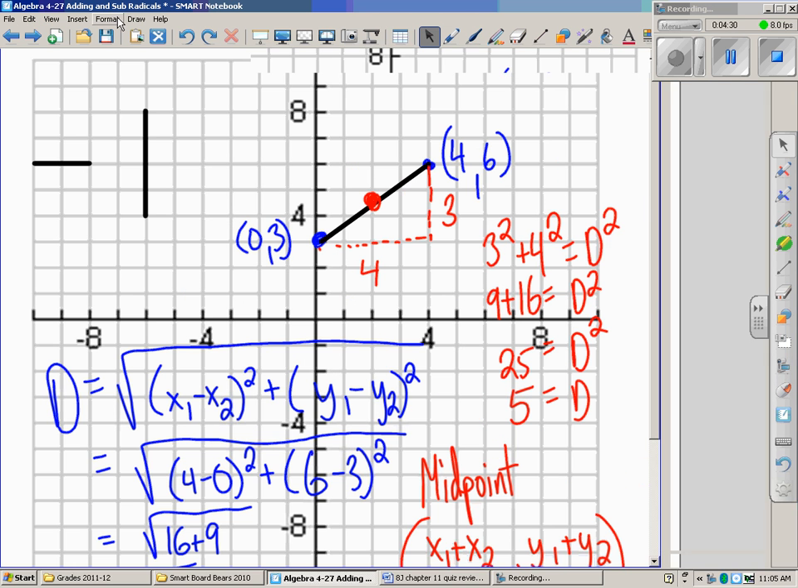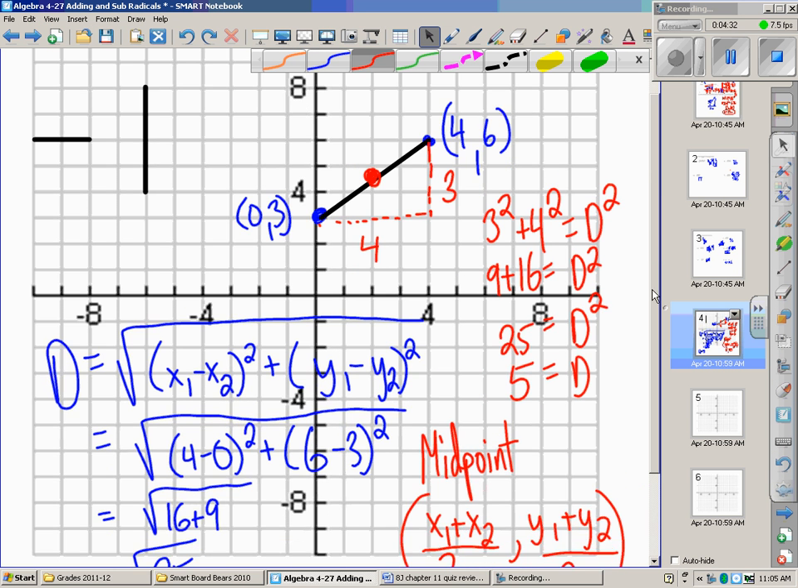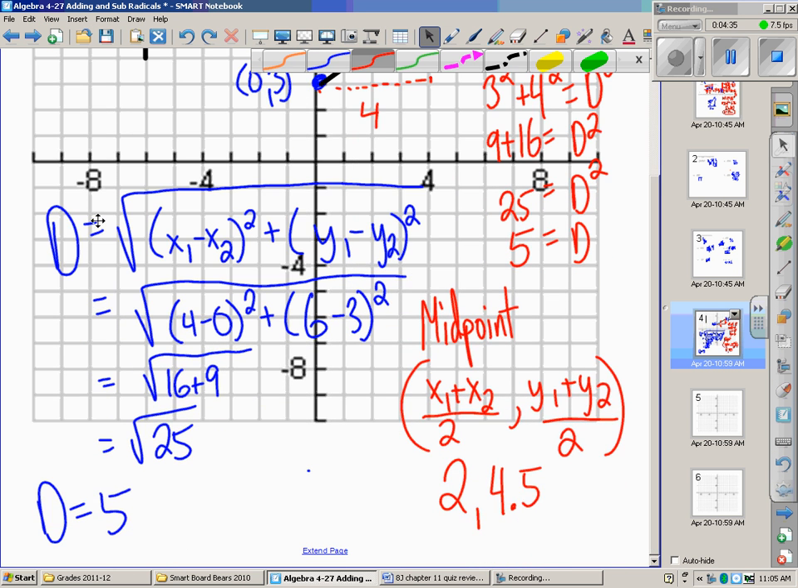Okay. So those are the 2 formulas that I wanted to show you. The distance formula is right here and the midpoint formula right here.